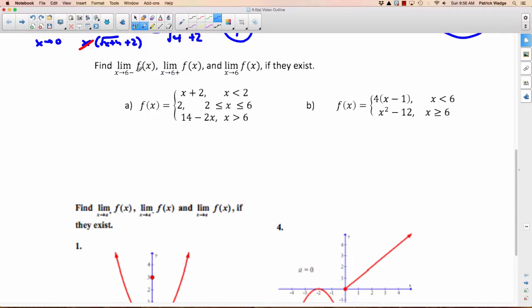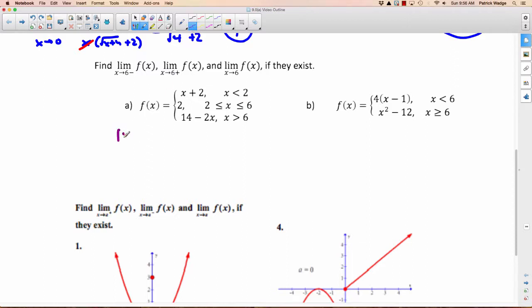Okay, we're going to find the limit of these two functions from the left-hand side of 6, from the right-hand side of 6, and then generally speaking 6. This is a piecewise function. If we're looking from the left-hand side of 6, which one of these three piecewise functions would we be looking at? It'd be the middle one, wouldn't it? Because this is less than 6 here.